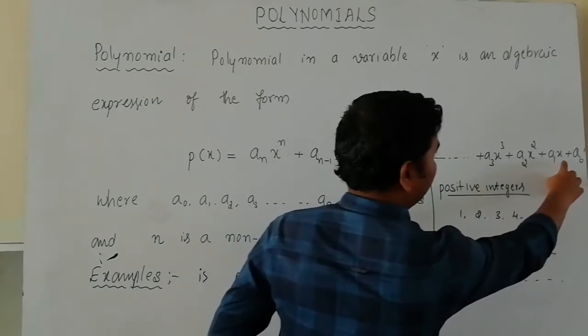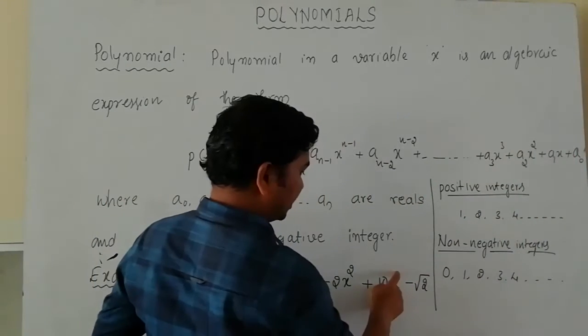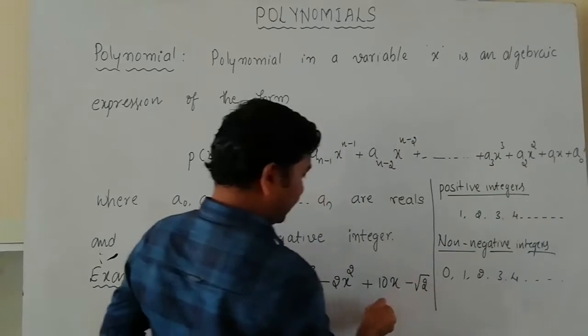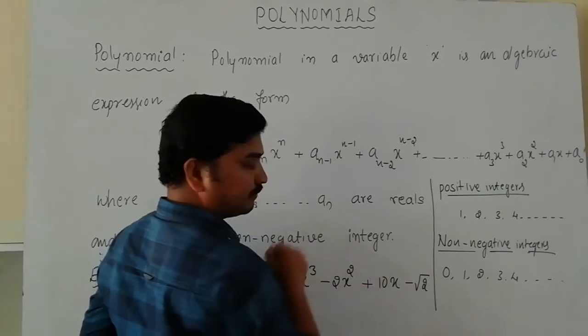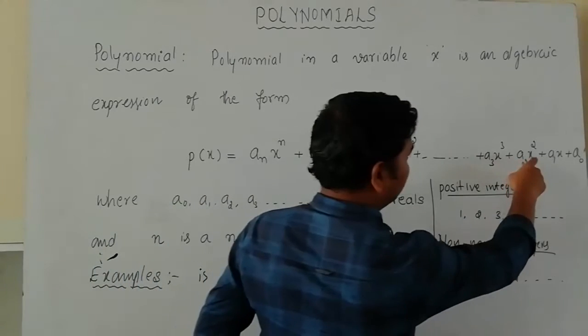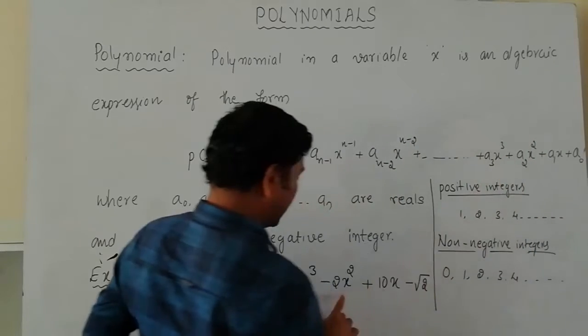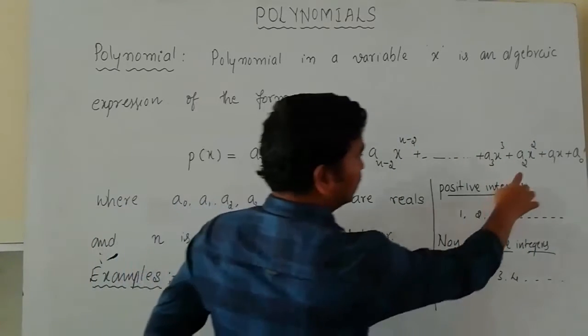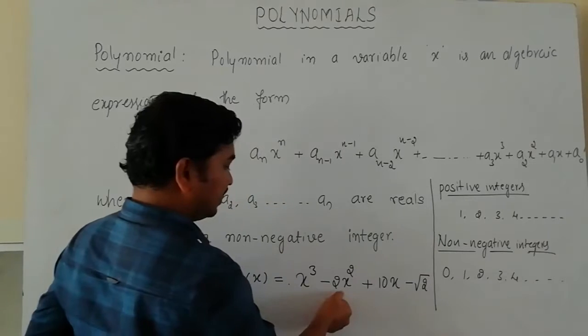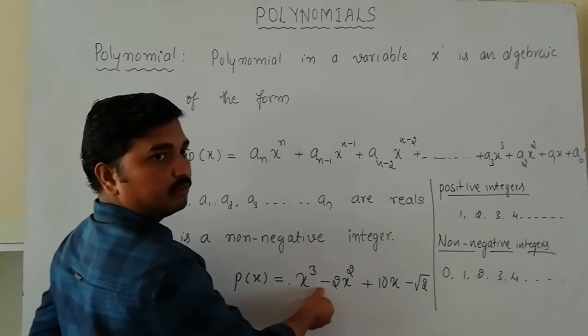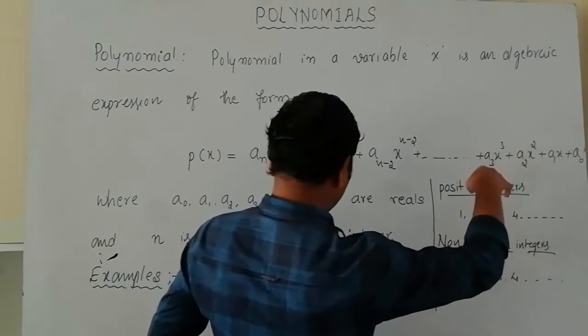And in the same sense, here x power 1 is present, here also x power 1. In the place of a1, which number is present? 10. Next come to the third term. X power 2, here also x power 2 is present. So in the place of a2, which number is present? Minus 2. In the same sense, move on to the next term.